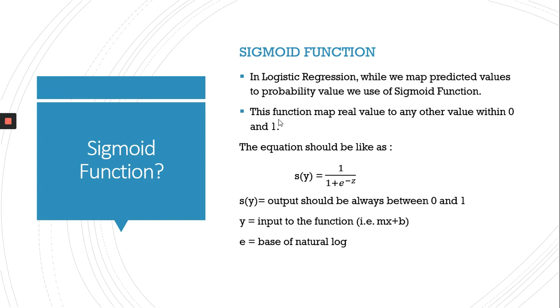In logistic regression, when we map a predicted value to a probability value, we use the sigmoid function. Through this function, we can map any real value to a value between 0 and 1. According to the map, the equation is S(y) = 1 / (1 + e^(-y)). Here S(y) is the output, which is always between 0 and 1. And y is like in linear regression, that is y = mx + b. The last one is e, which represents the base of the natural logarithm.